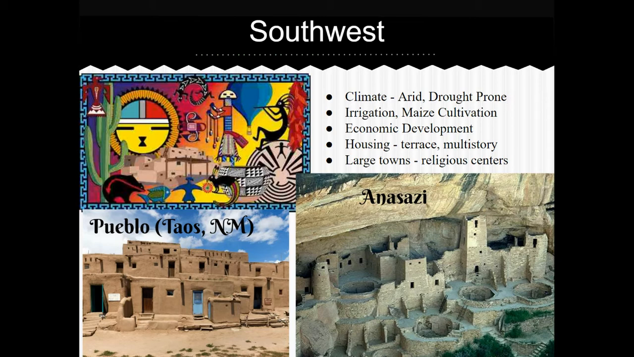In order to protect themselves from the environment, though, they had to create specific types of housing. So on the left, you see a Pueblo, and this is a picture I took when I visited Taos, New Mexico, and this still stands all of these years later, all of these centuries later.